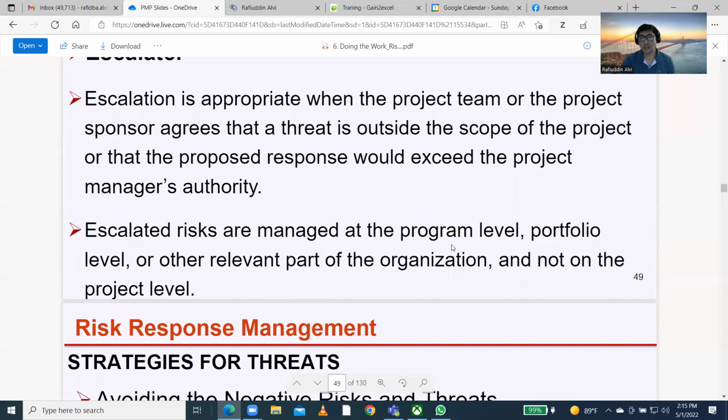Escalated risks are managed at the program level or portfolio level, or they can be addressed at the relevant organization level, and they cannot be handled at the project level. Basically, it is outside of your project, meaning you are escalating it to someone else, right? Something like that.